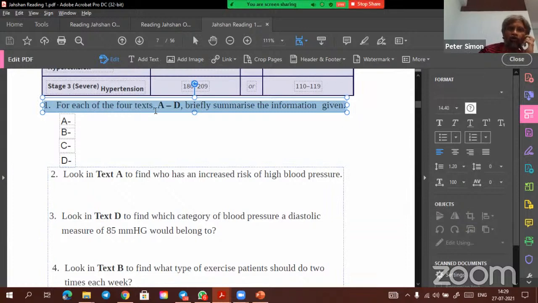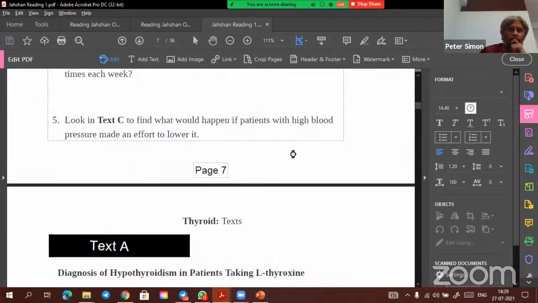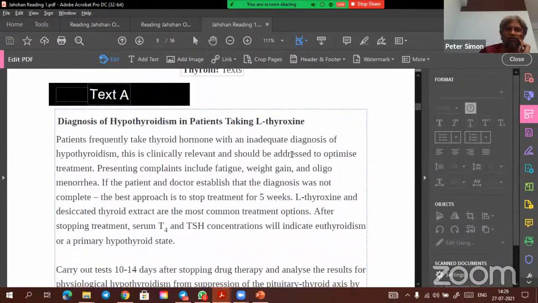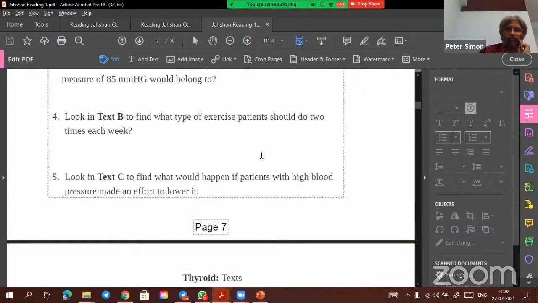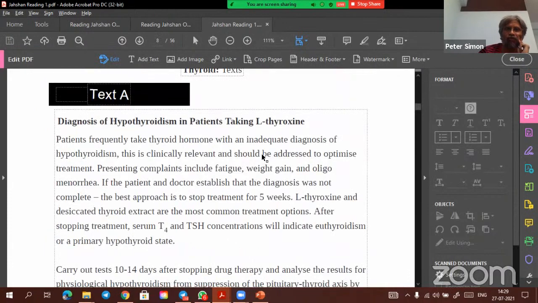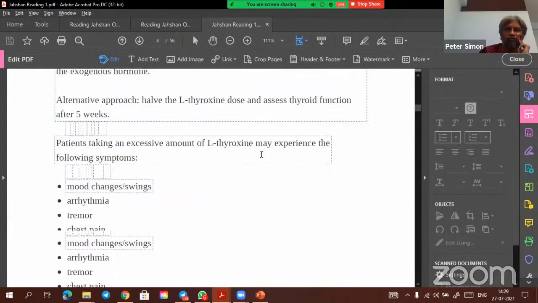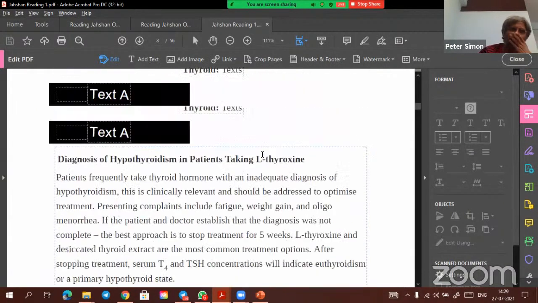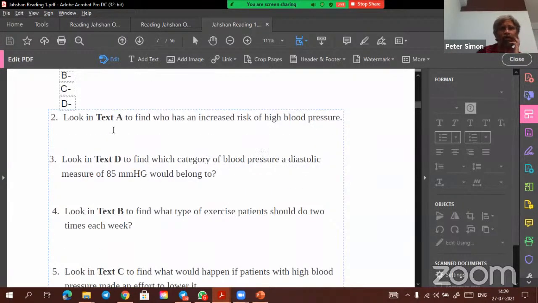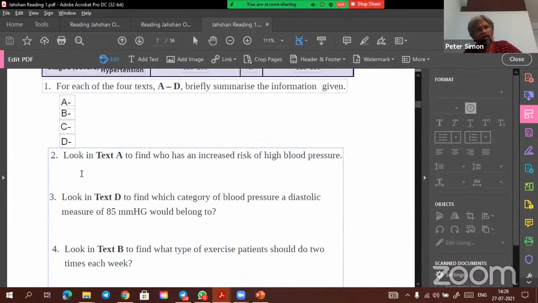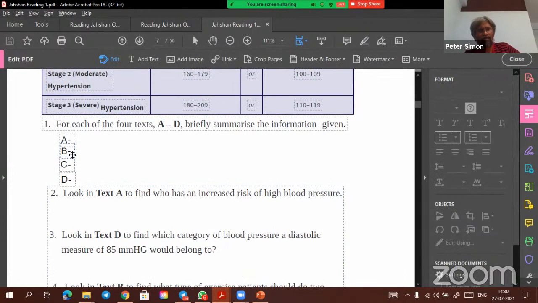So for each of the four texts, briefly summarize the information given. Okay, these are the texts. Now, A, B, C, D. There are four things. You summarize means what is there in that one you have to write.